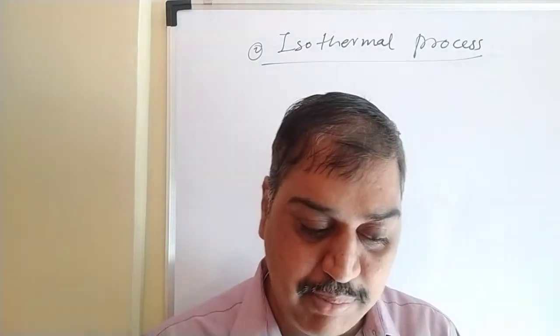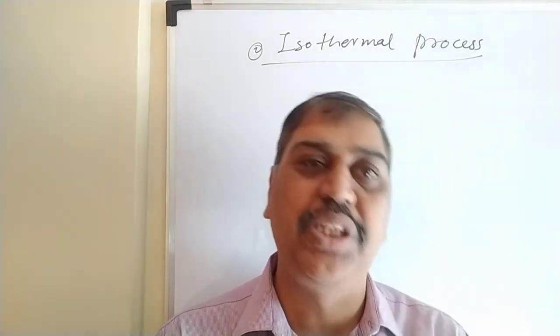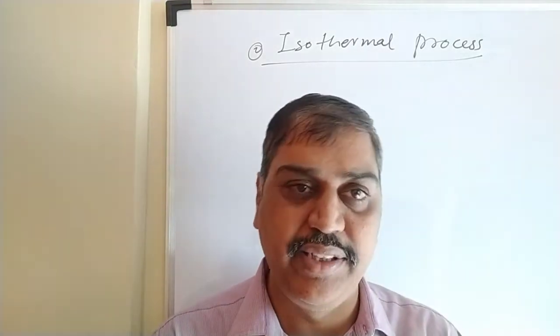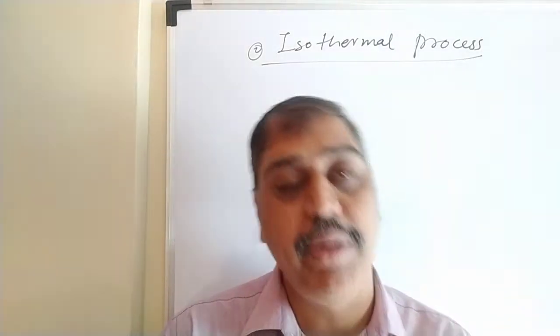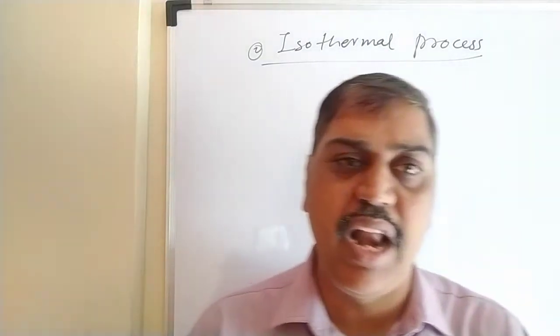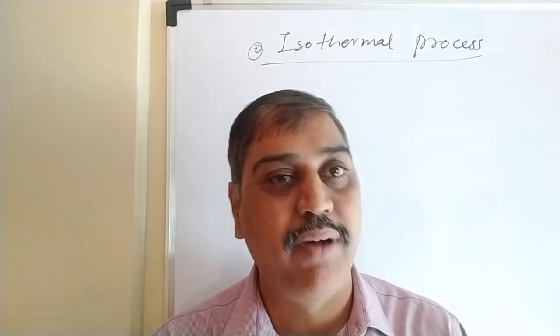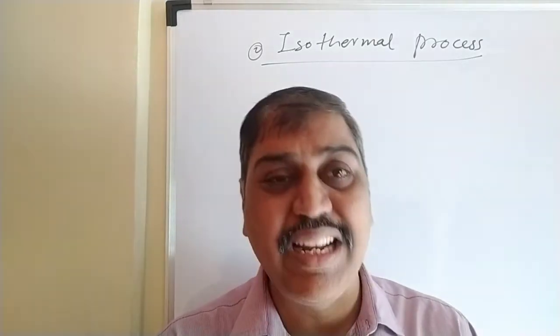In this isothermal process, as the temperature is constant, we know that if there is no change in temperature, internal energy remains constant. Why does it remain constant? Because temperature is constant. So in this isothermal process, the internal energy of the system or process always remains constant because temperature is constant. Now what are going to change?